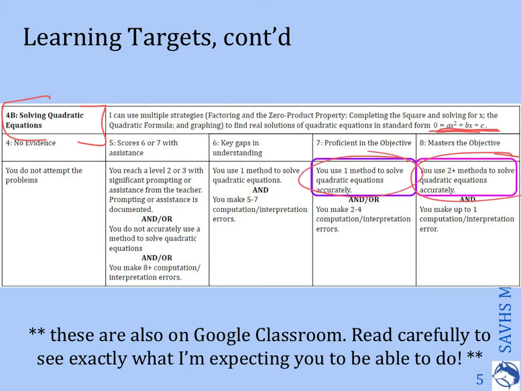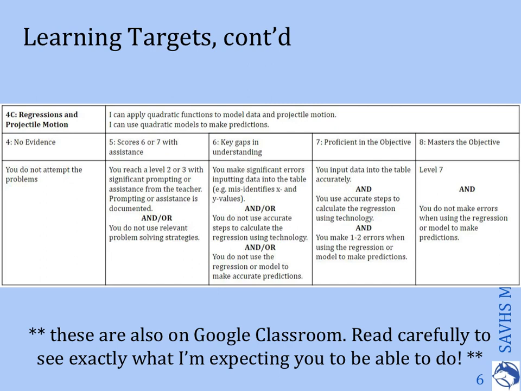If you're only using one method, maybe you're just using the quadratic formula, I don't know, just saying, then that's really only proficiency, because I'm looking for you to know multiple methods and be flexible about figuring out which method is best. I will speed through these other ones just because they're a little bit less difficult to understand what I mean by mastery and proficiency.